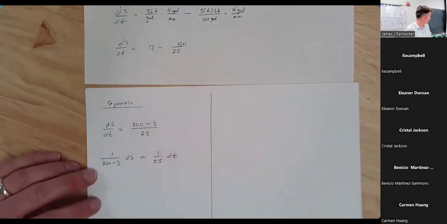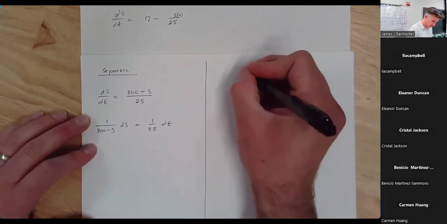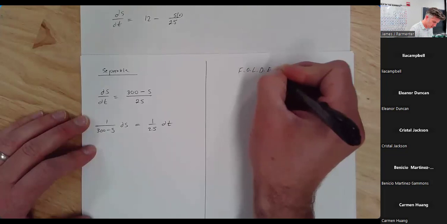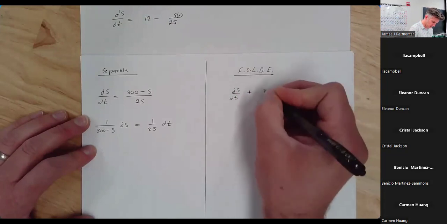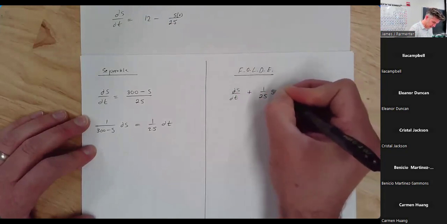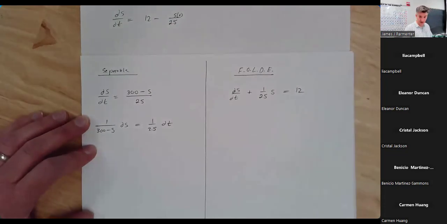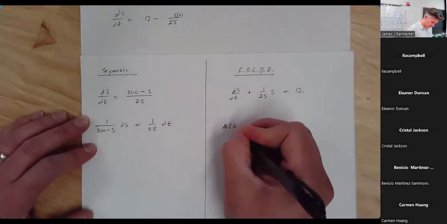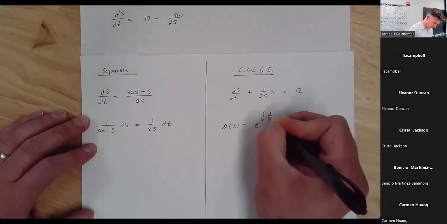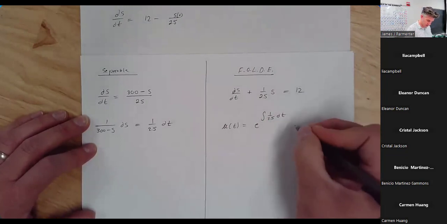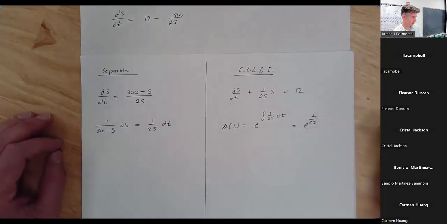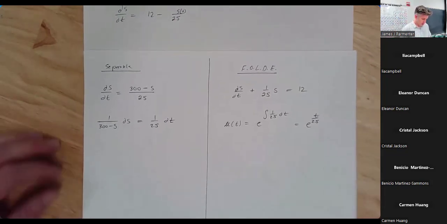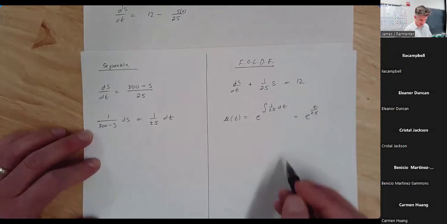Whereas, and we'll continue with this, but just to show the contrast, if you're going first order linear, we're going to rewrite this equation as dS/dt plus 1 over 25 times S equal to 12. And then you're going to find your integrating factor as mu of t equal to e to the integral of 1 over 25 dt, which is just e to the t over 25. You don't need the plus C or any of that other garbage when you're talking about the integrating factor. All right, so let's continue with this way first, because again, I think this is easier.